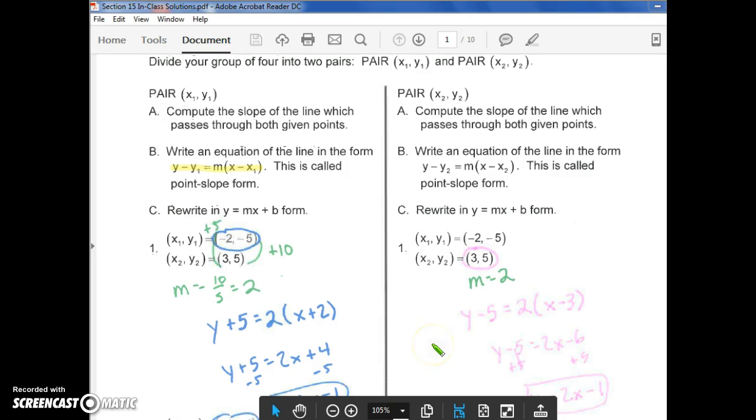Then we can take that equation and we can solve it for y. When we solve it for y, we're going to distribute the 2 to both the x and the 2, making it y plus 5 equals 2x plus 4. And then we're going to take that negative 5 and bring it over to the other side. What we'll end up with is y equals 2x minus 1. And I'll show you that in just a second, but it's kind of hidden here by this little menu.